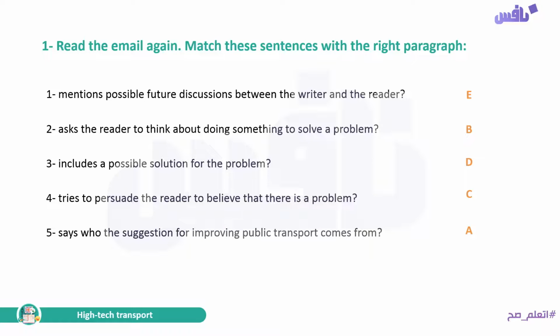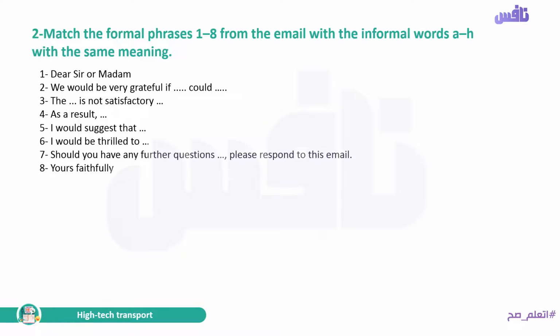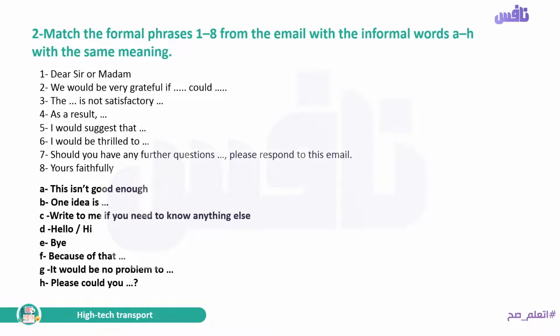Number 5 says who the suggestion for improving public transport comes from. It's paragraph A. Now match the formal phrases from 1 to 8 from the email with the informal words from A to H with the same meaning. We have here 8 sentences written in the formal mail. We are going to match them with these sentences in the informal email.